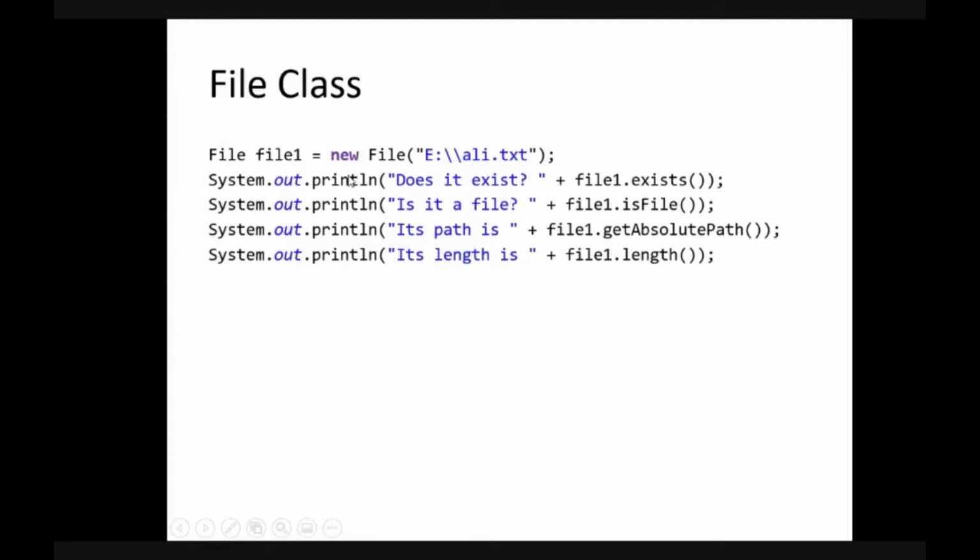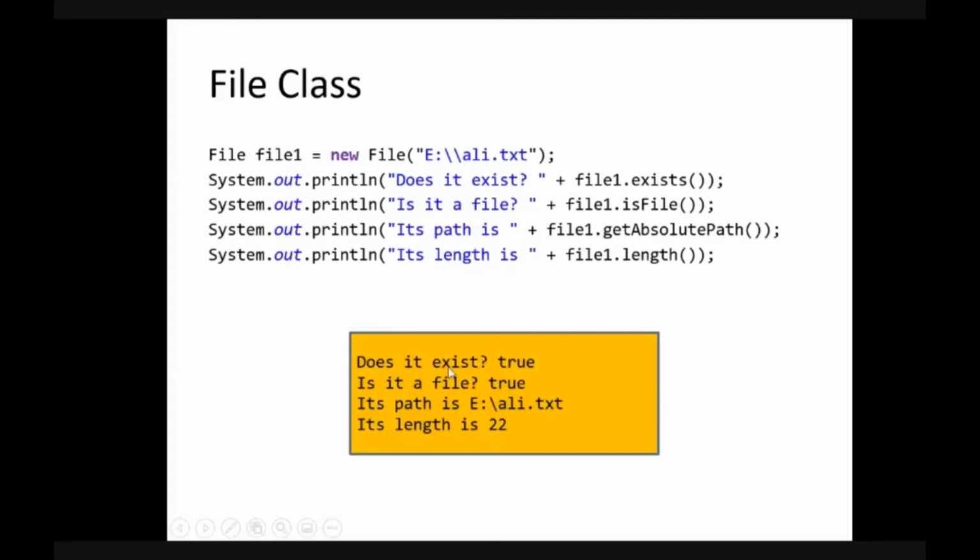What can we do? I can ask file1 exists, file1 is file, file1 get absolute path, file1 length. There are many methods in this File class. So I am using the File class here and I can use all the methods there. If I run this, file exists is going to be true because I have this file in my E drive. If it doesn't exist, it's going to give me false.